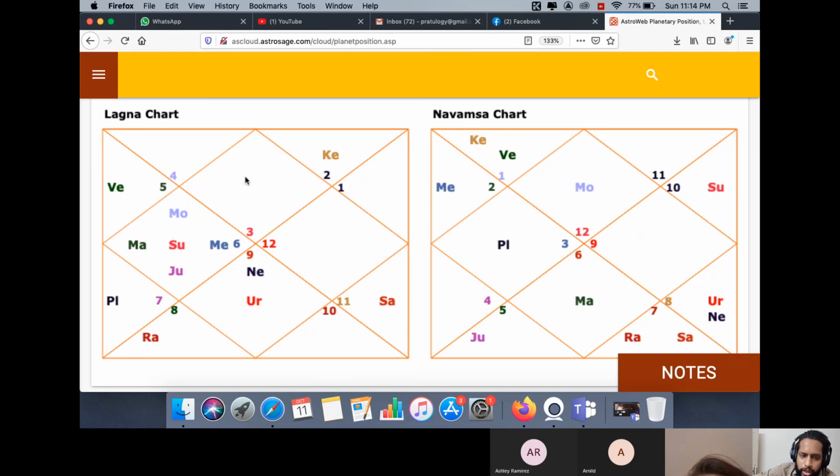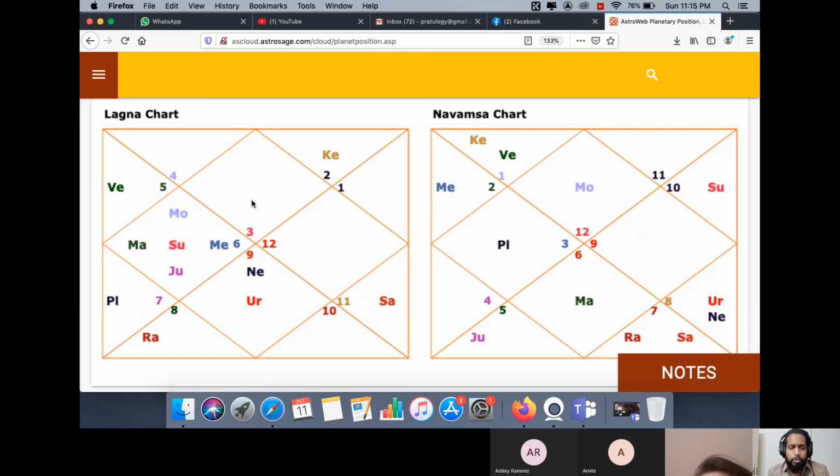If you can see my cursor on the screen, this is the first house. You don't have to see this number. This is always your first house. This is always your second house. This is your third house, fourth house, fifth, sixth, seventh, eighth, ninth, 10th, 11th, and 12th. So it goes anti-clockwise. Yes, I know these. I already learned this.